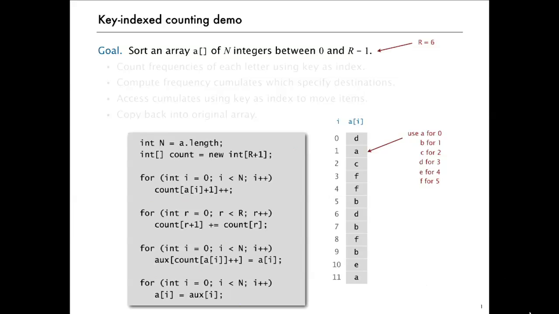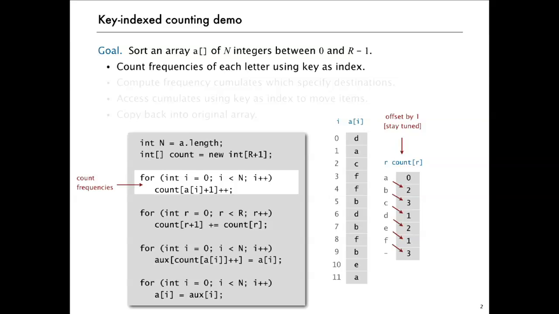So now let's look at the processing for this. The first thing that we do is we go through and we count the frequency of occurrence of each letter. The way that we do that is we keep an array. Now, the array has got to be one bigger than the number of different keys, the number of different small integers that we have. So in this case, an array of size 7. And just to make the code a little cleaner, we keep the number of a's in count of 1, the number of b's in count of 2, and so forth.